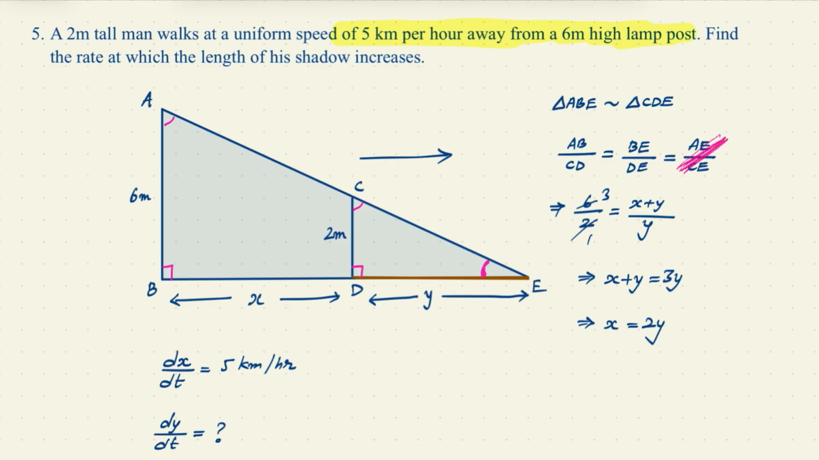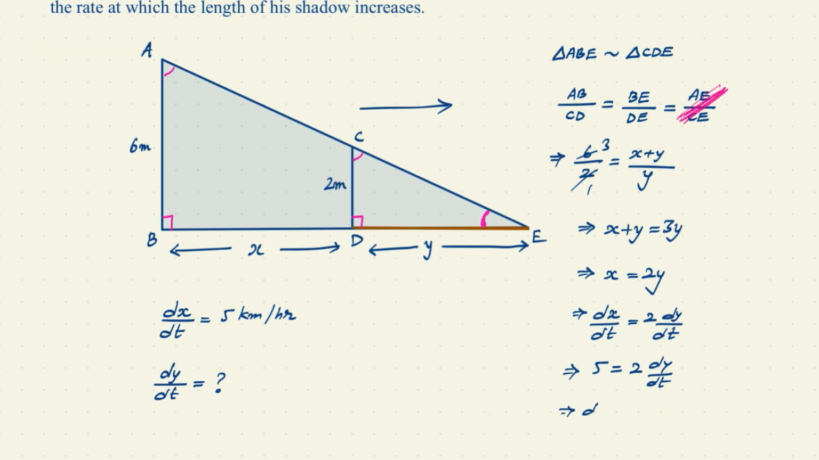Now since we have got an equation between x and y, we will differentiate both sides with respect to t. So differentiating both sides with respect to t, we will have dx by dt equals 2 into dy over dt. And since we know the value of dx over dt that is given in the question is 5, so 5 equals 2 into dy over dt, and hence the value of dy over dt equals 5 by 2, and this is equal to 2.5.